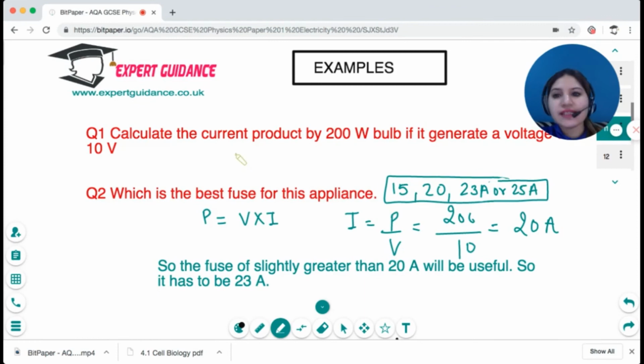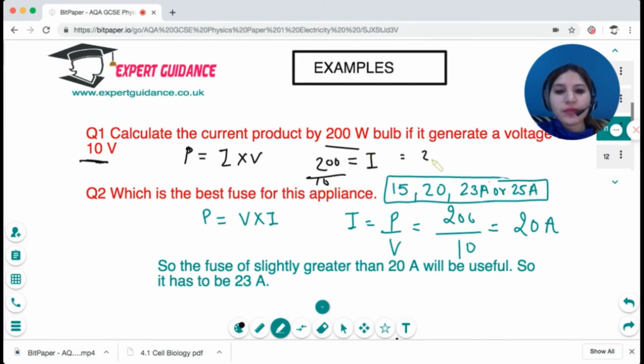Let's take an example. You have to calculate the current produced by a 200 watt bulb if it operates at a voltage of 10 volts. Okay, so what is the formula of power? Power is current times voltage. So what is our power? Our power is 200 watts. Our current we have to find, so we divide power by voltage, so the current will be 20 amps.